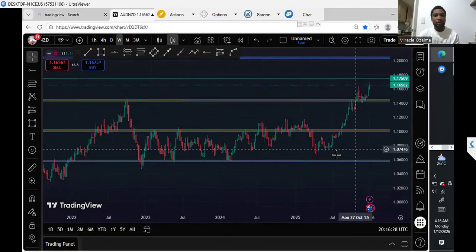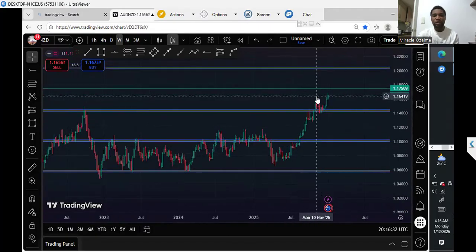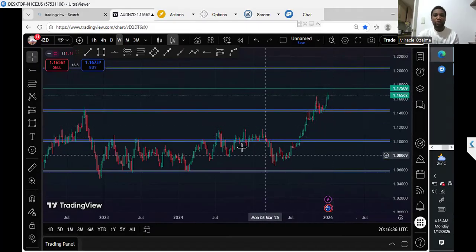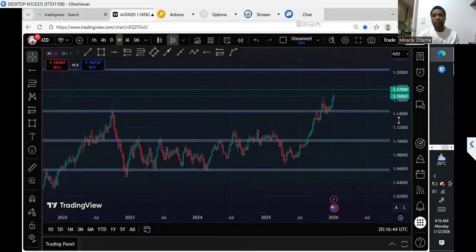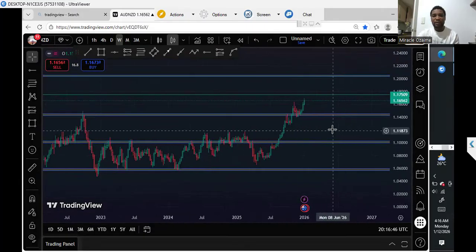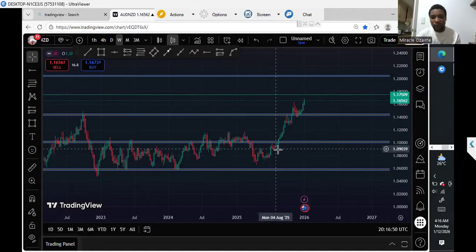Because if you look at it properly, you're going to see that for every break of major structure, there's always a retest for a continuation to the upside. So if we look at the way the market moves, we have a push, we have a correction, we have a push, we have a correction. Although the correction is not that deep, we have like 3 to 4 weeks of correction.